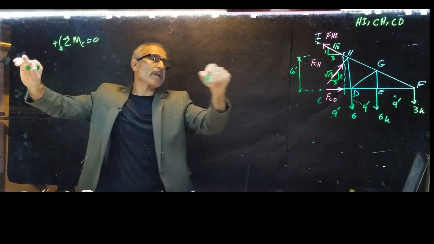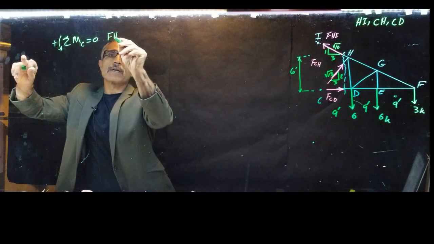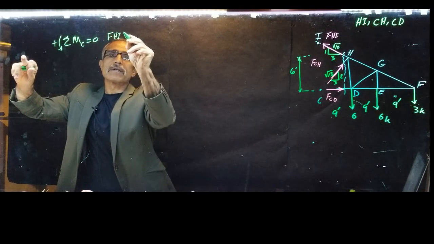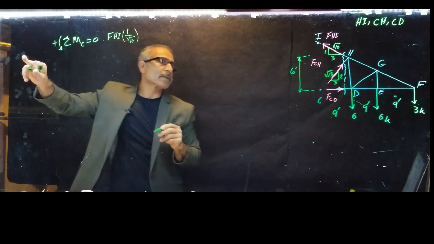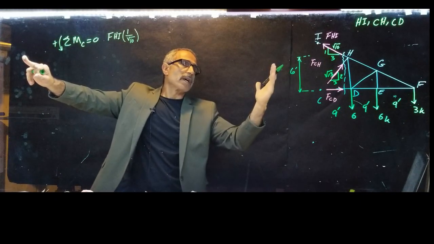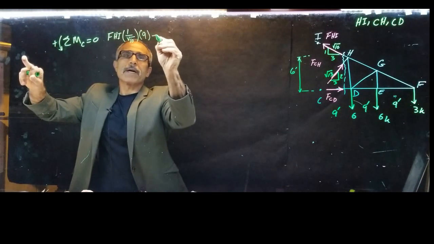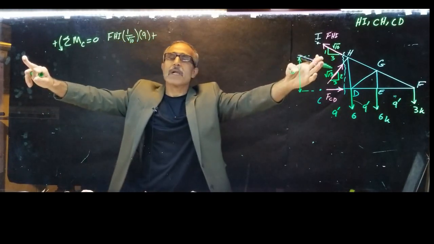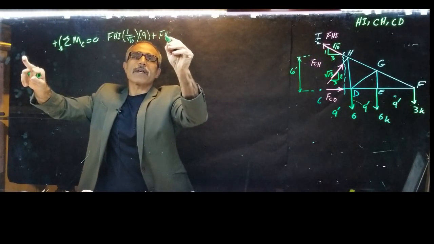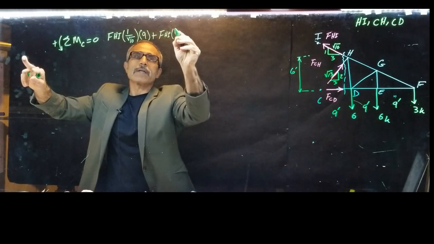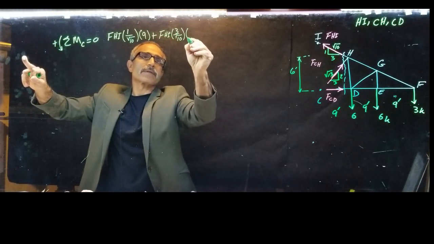So I'm going to have a 1 and 3. It's going to be 1 over square root of 10 times FHI. All right, so that's the vertical component of that force, and that's going to be positive. It's going to be multiplied by 9. And the horizontal component of this force is going to be 3 over square root of 10, so it's going to be FHI times 3 over square root of 10 times 6.